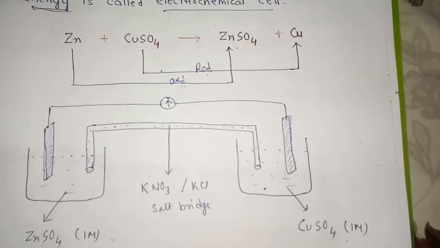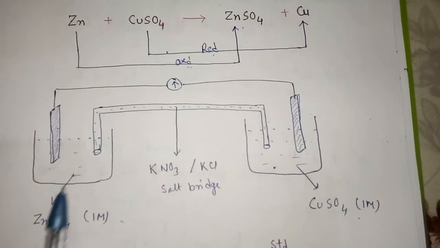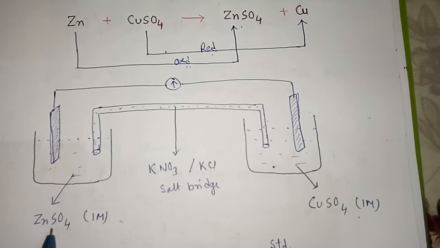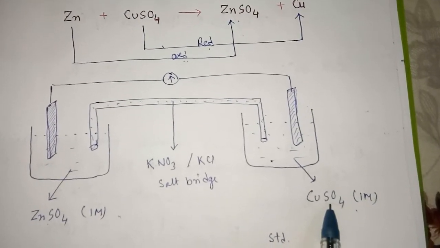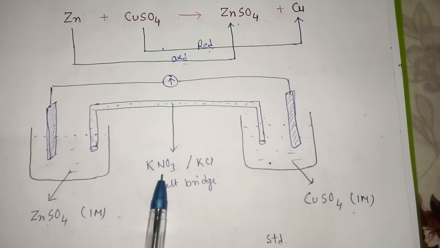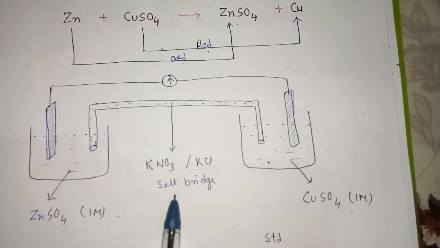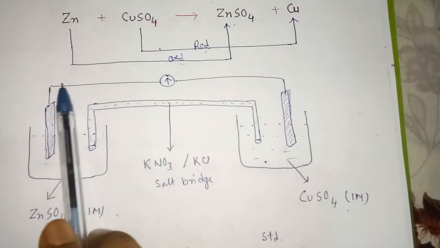Now if I take that electrochemical cell, on one side we have taken 1 molar ZnSO4 solution, and on the other side we have taken 1 molar CuSO4 solution. Then this KNO3 or KCl is your salt bridge. This U-shaped tube is called the salt bridge, and the two sides are connected by an external wire.